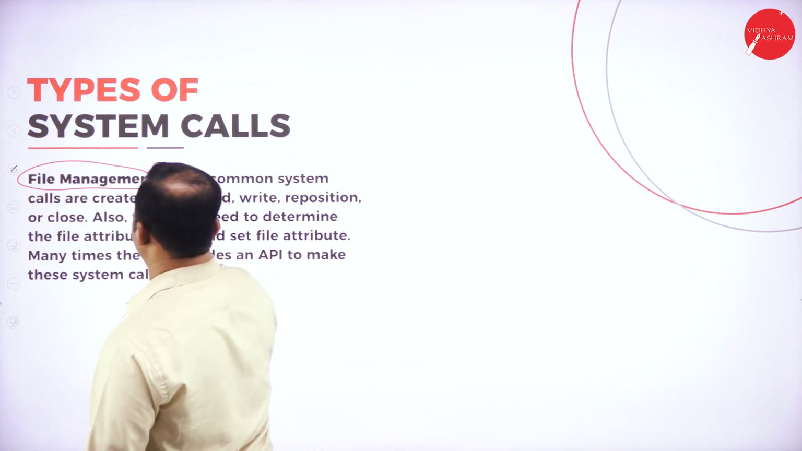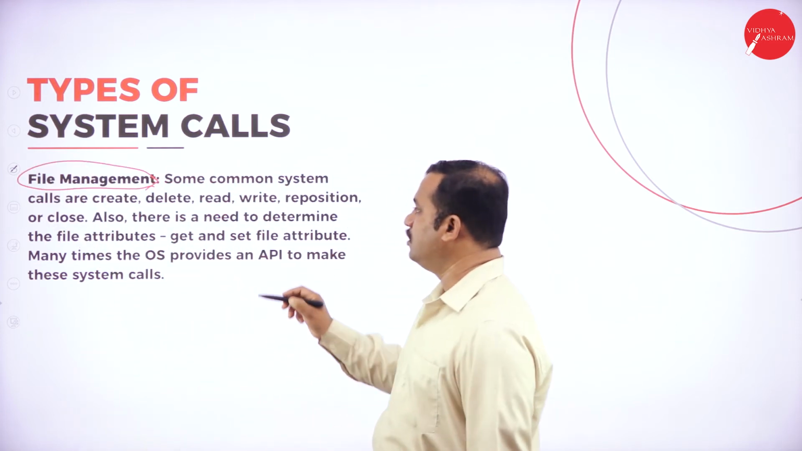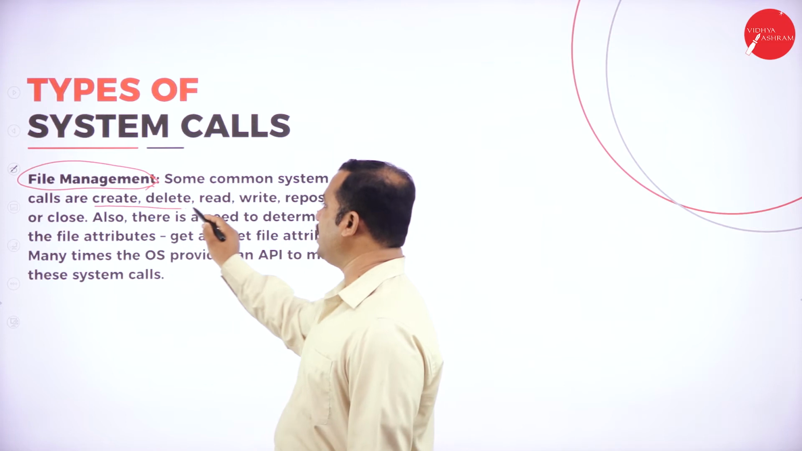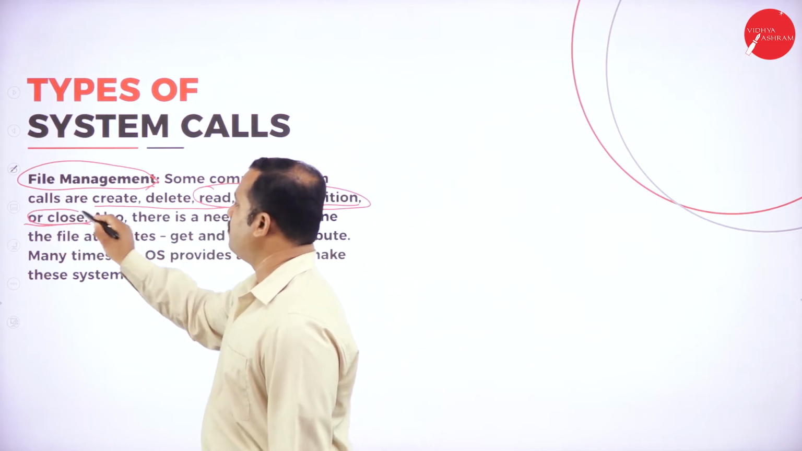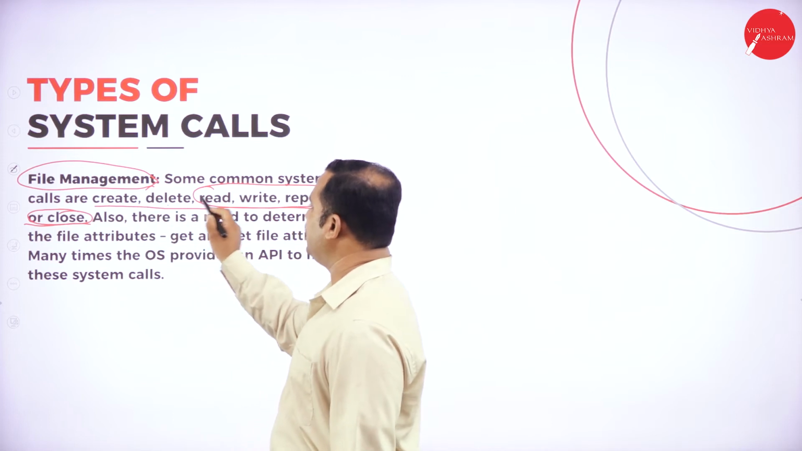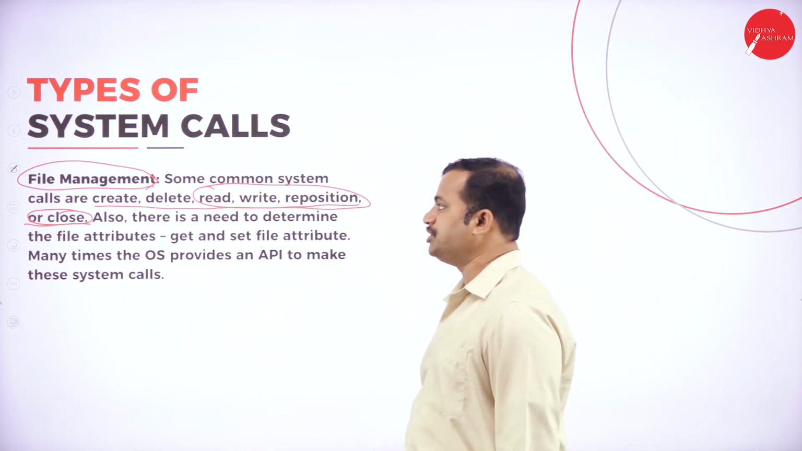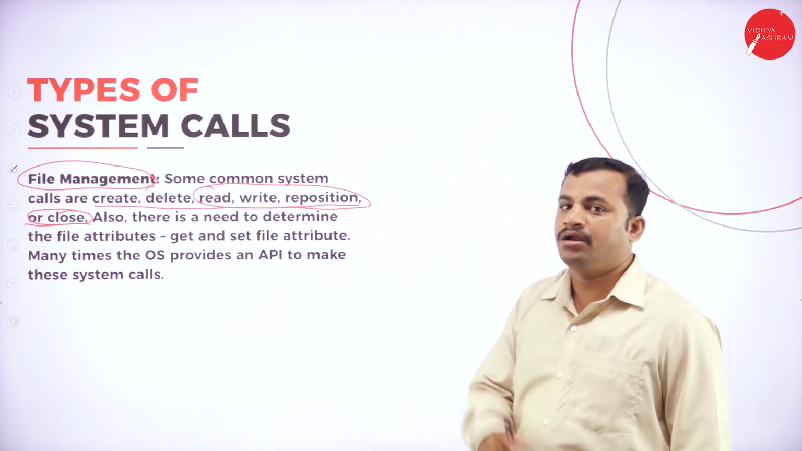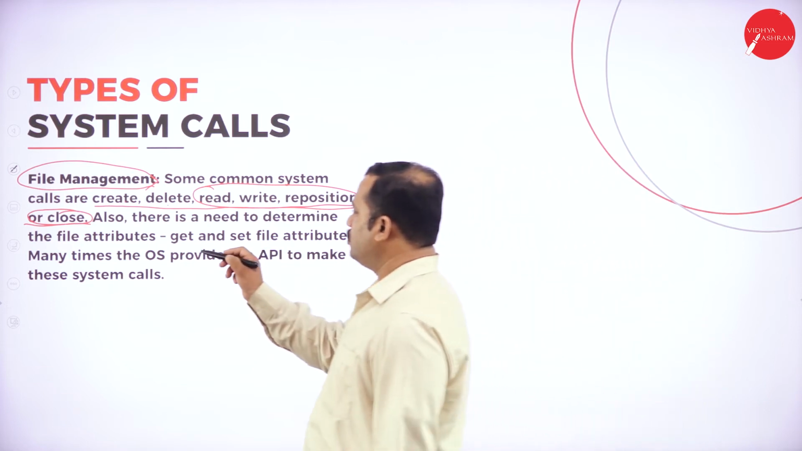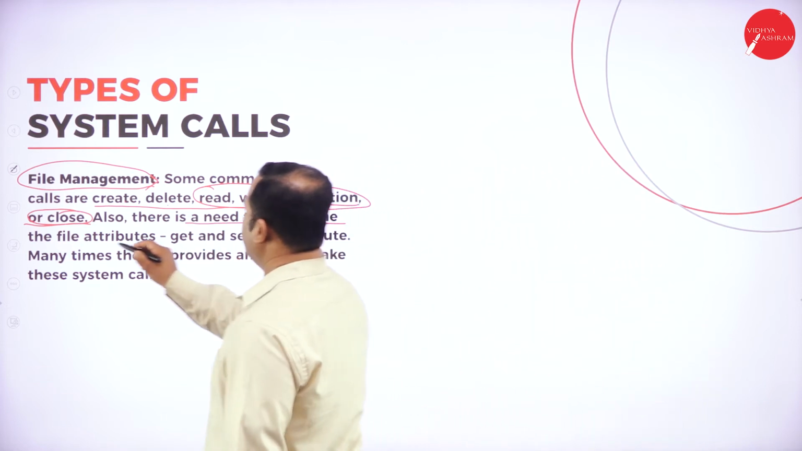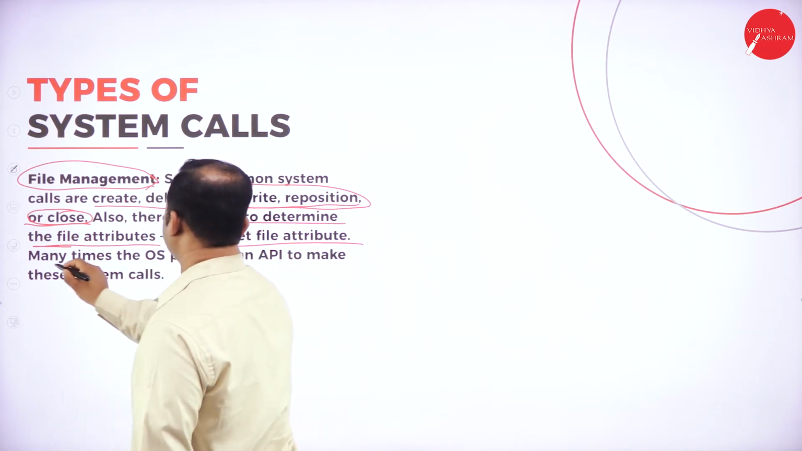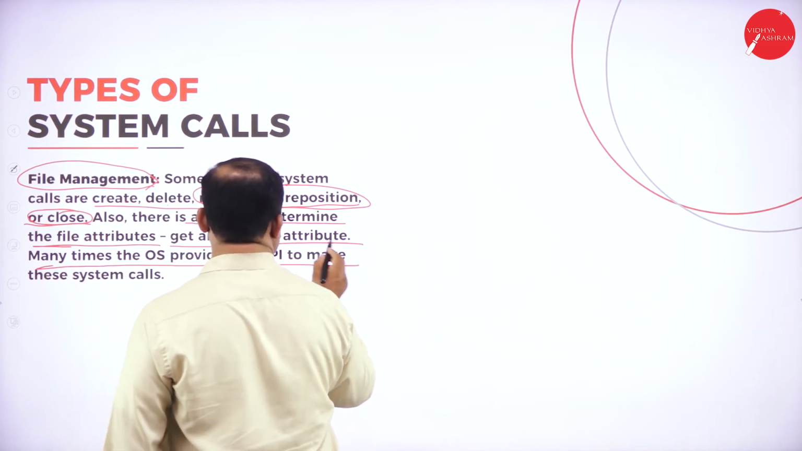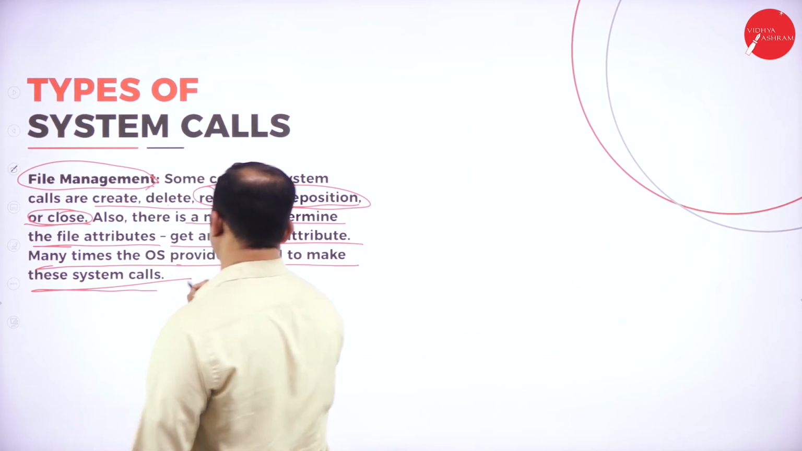That is file management. As I have already told you, create, delete, read, write, reposition and close are also called modification. So create, delete, modify are certain types of operations that can be done on files. There is a need to determine the file attributes, that is, get and set file attributes. Many times the operating system provides an API to make these system calls.